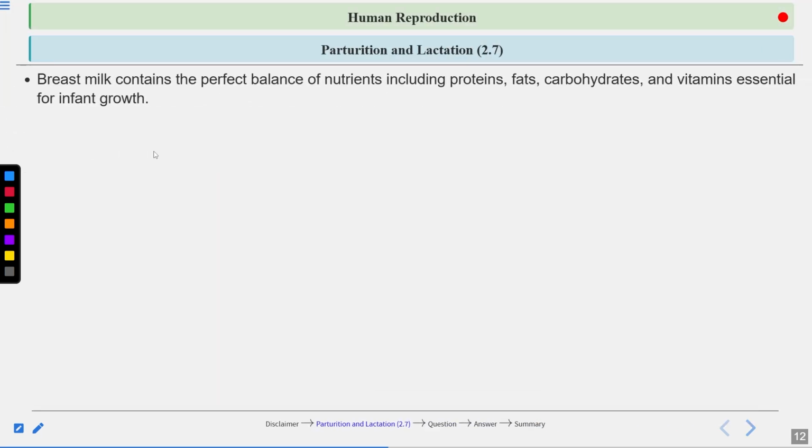Now breast milk contains a perfect balance of nutrients, including the proteins, fats, carbohydrates and vitamins essential for infant growth. So this breast milk is very nutritious. It has all the proteins, fats, carbohydrates, vitamins which are essential for infant growth. That's why doctors recommend breastfeeding.